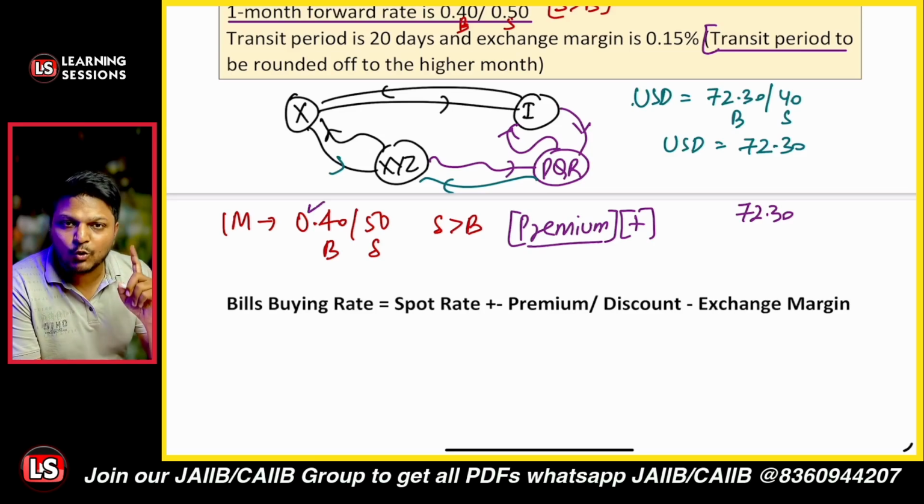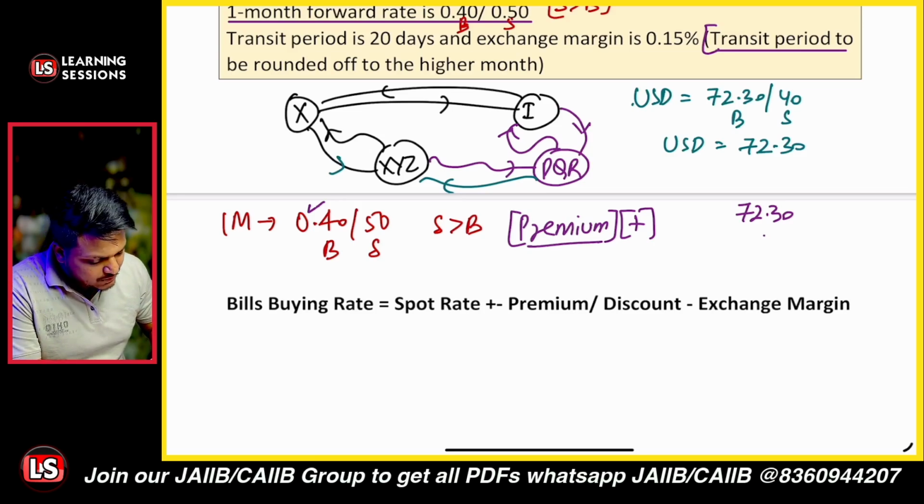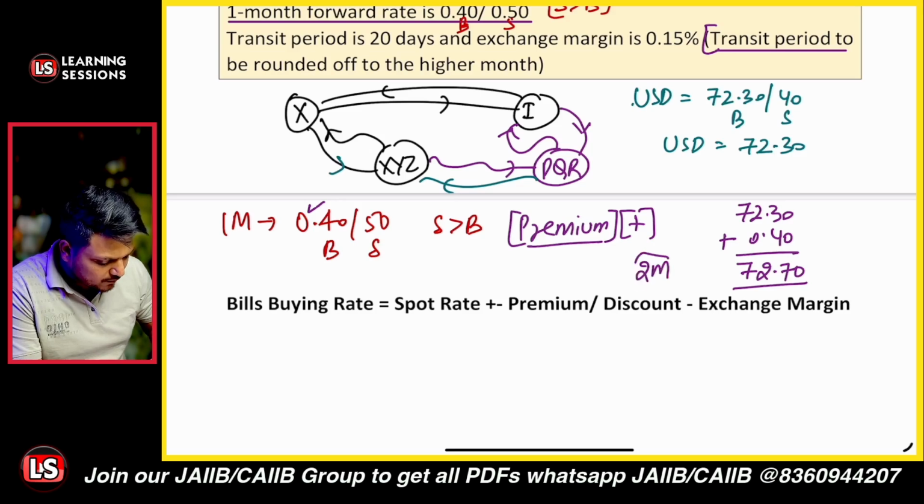Kindly take a note of this. You are not to add the other ones. Of the quote which was given, we are to consider only those forward points. So here the buying quote was there, so we'll be adding up the 0.40. These are to be added up. So the final price is 72.70. This is a 2 month forward buying rate.